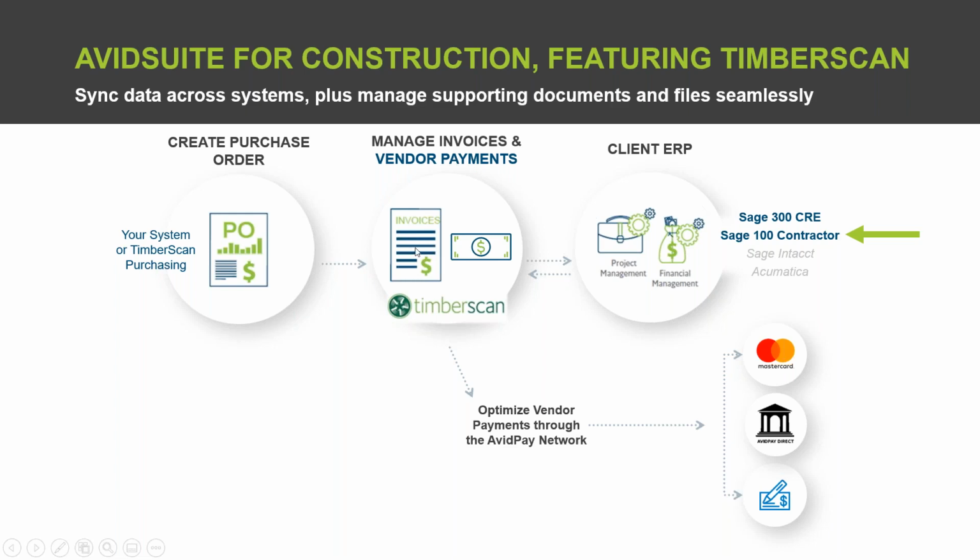But once the invoice arrives at your door, the invoice is managed through TimberScan, routed for review and approval, sent on to Sage 300 once the approval process is done, and then the payment process takes place on the back end. It's managed starting through Sage 300, but then pushing that data back to TimberScan. So that's what you're going to see today.